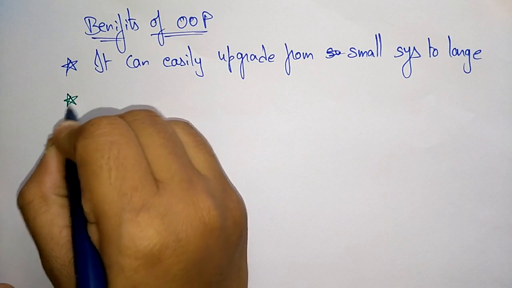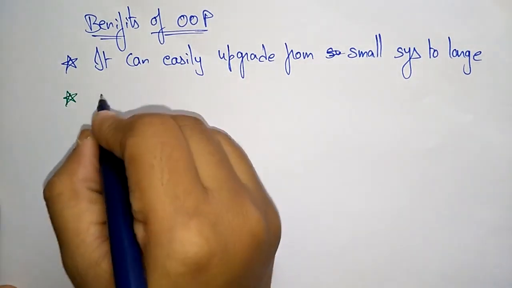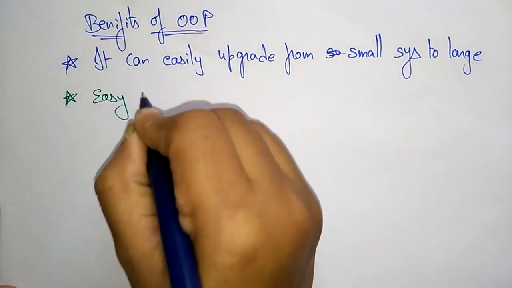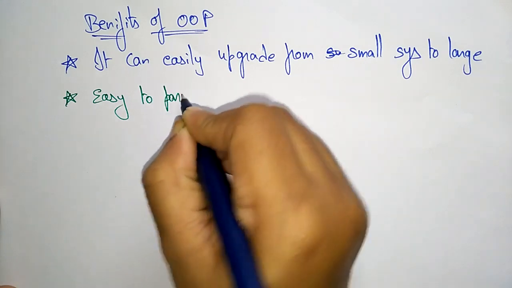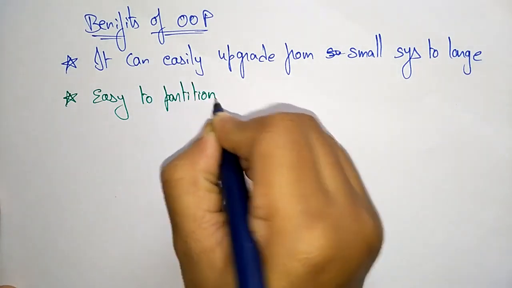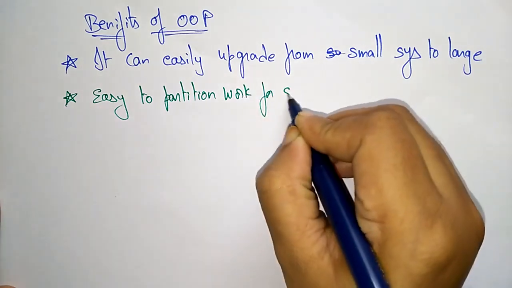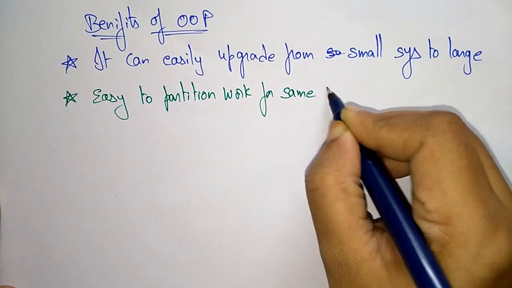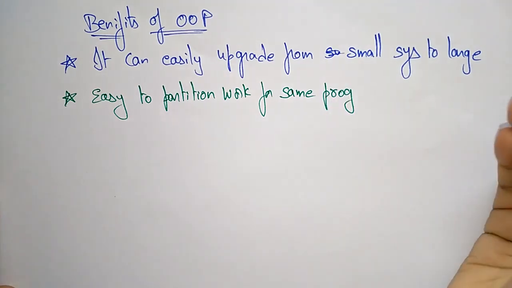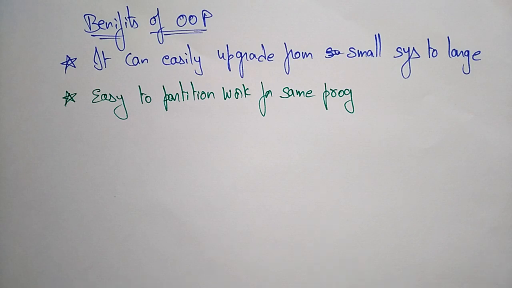The next benefit is that it is easy to partition work for the same program. If you have a program, it can be partitioned and you can work on the parts separately. Later you can combine or integrate that work. That facility is provided in object oriented programming.